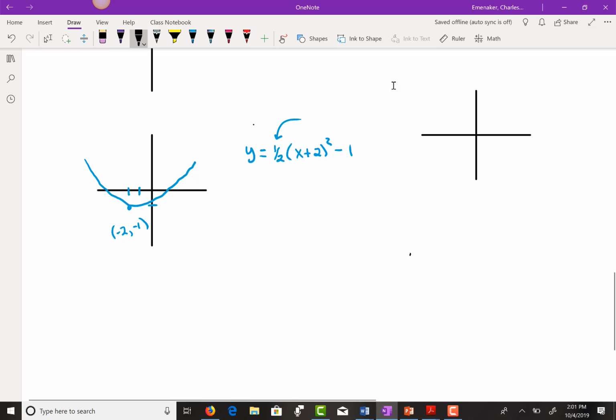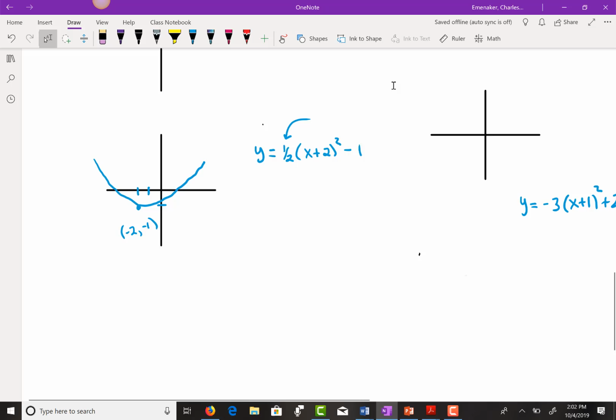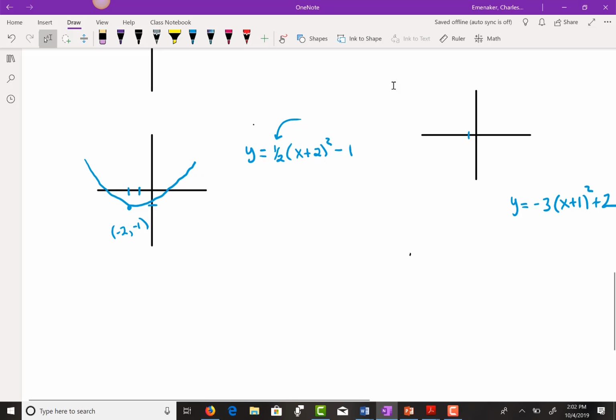Okay, let's take something like this. Let's say we have y equals a -3 times (x plus 1) squared, plus 2. I'm just making up numbers. First thing, we want to get the vertex positioned. The x plus 1 squared is going to be left or right? To the left 1, and the plus 2 says to go up 2. So you put a dot there, and there's your vertex.